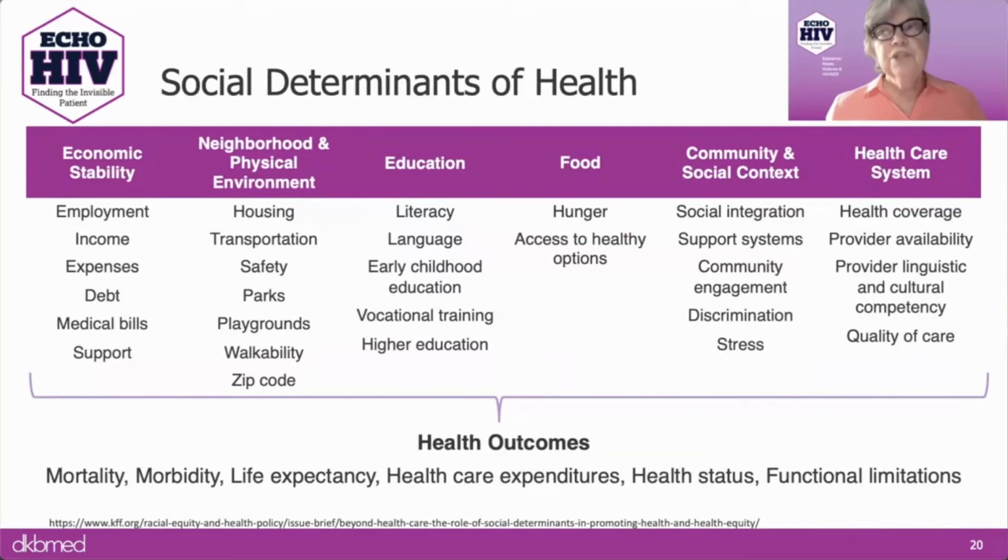Some of the reasons for these differences probably relate to the social determinants of health. We know, and it's increasingly important to factor this into our healthcare, the role that economic stability, neighborhood or physical environment, education, food security, community and social context, and the healthcare system play in health outcomes.